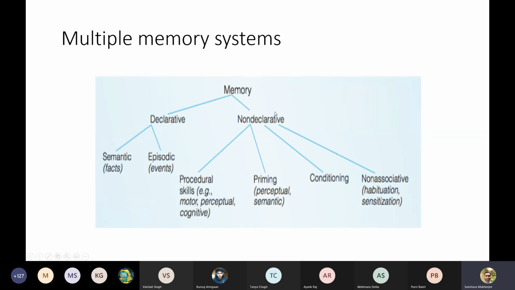These are memories, by the way. I don't know if any of you thought of these as memories before, but these are memories. They are a different kind of memories that we can't really declare or talk about. The other kind is declarative, which we are able to easily talk about.